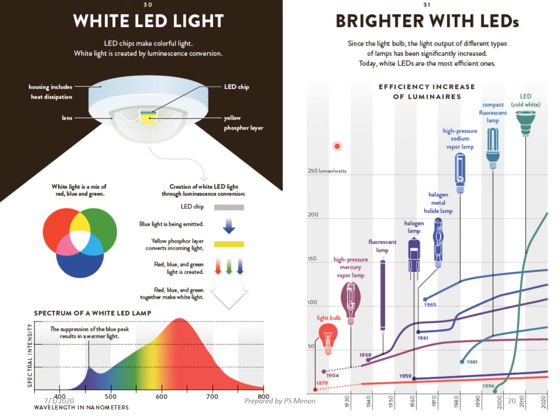This shows a sequence of light sources produced over the years from 1930 right until 2020 versus the efficiency. We call it lumens per watt. Since the light bulb, we started with the light bulb, the light output of different types of lamps has significantly increased. You can see this is an increasing trend. The most efficient ones are white LED.